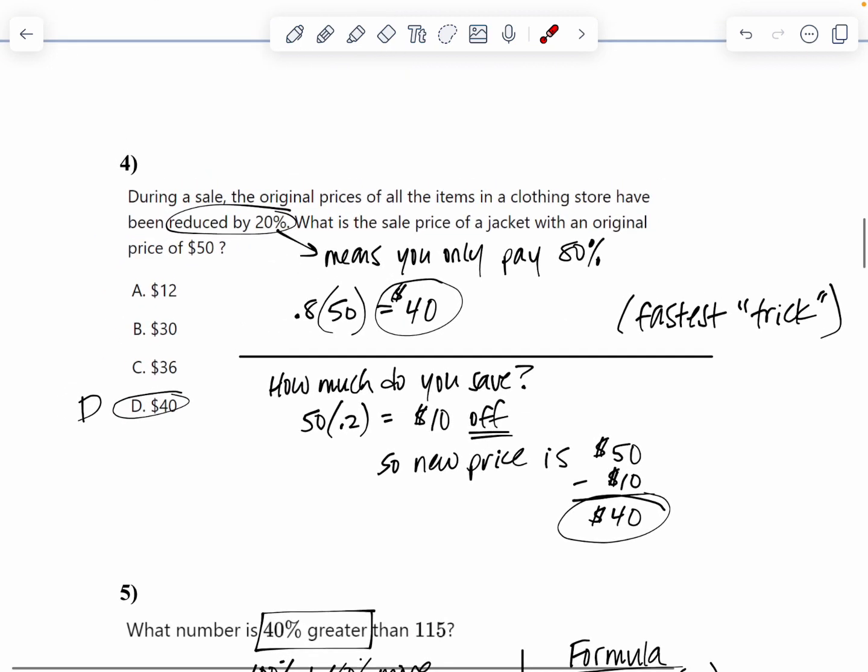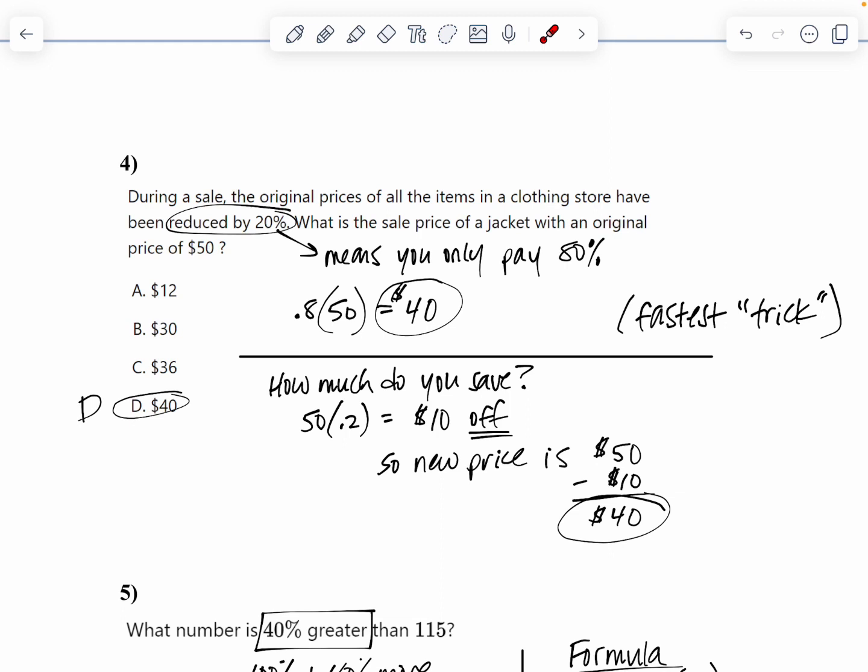Let's go to number 4. I have 2 different ways to kind of attack number 4. A very basic problem. We have an original price and then we have a discount. It's the same thing as having a coupon or whatever. You're saving 20%. What is the sale price of the jacket? So what's the price of it on sale when the original price is $50?